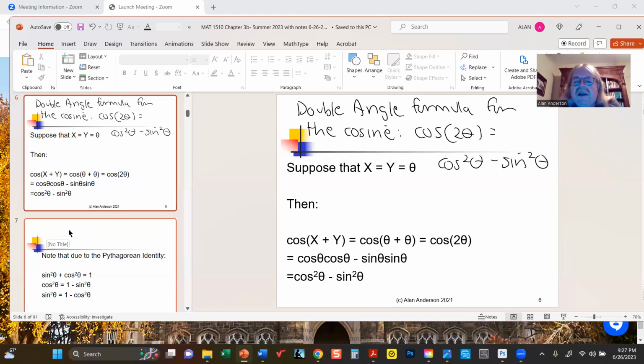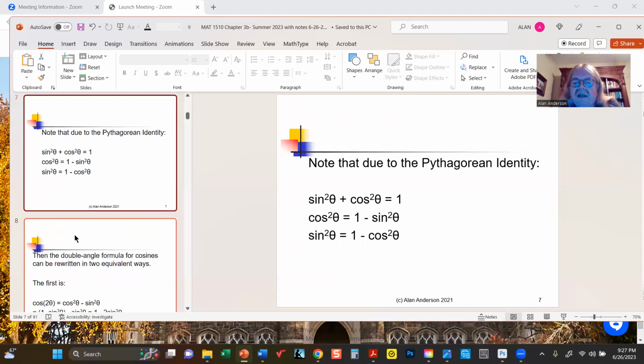Now, here are some identities that you might have forgotten about. These are all consequences of the Pythagorean theorem, by the way, so they're often called Pythagorean identities. You can see the first one, sine squared theta plus cosine squared theta equals 1. Algebraically, cosine squared theta must equal 1 minus sine squared theta, and sine squared theta equals 1 minus cosine squared theta. By the way, there are other Pythagorean identities that we'll encounter, but we don't need them just yet.